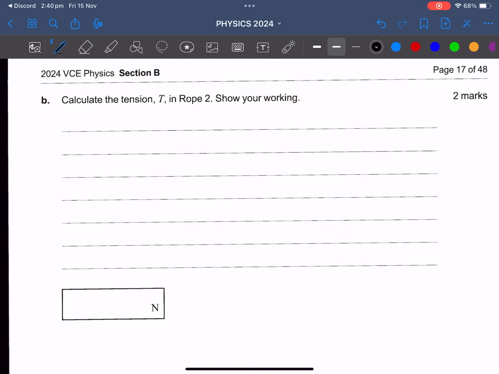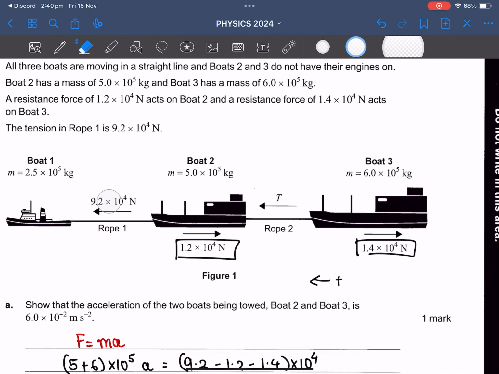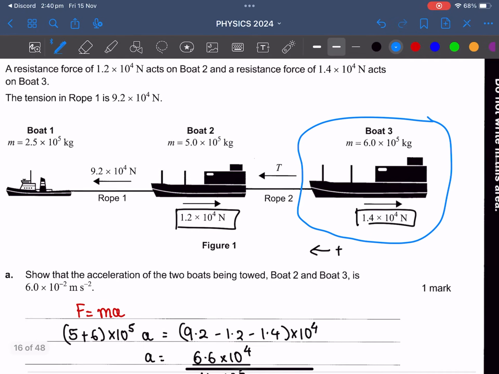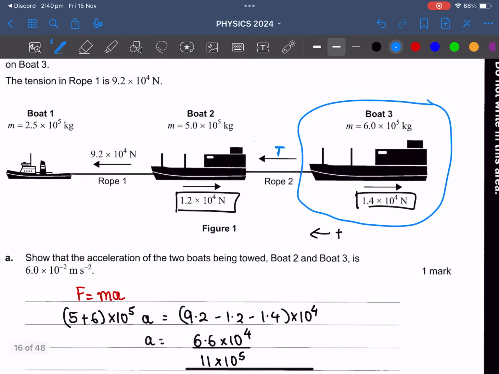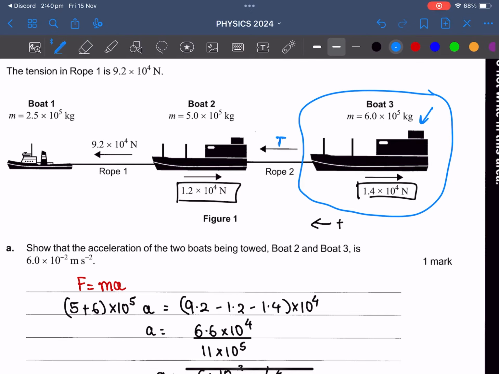Calculate the tension T in rope 2, show your working. Okay, so for that we need to find the tension of this rope, right? So what is this rope basically carrying? This rope is responsible for this part, correct? So the tension is basically the mass times acceleration of this boat over here, and then also the friction, because it has to pull boat 3 as well, right? So friction and the mass times acceleration of boat 3 itself is going to be the tension.